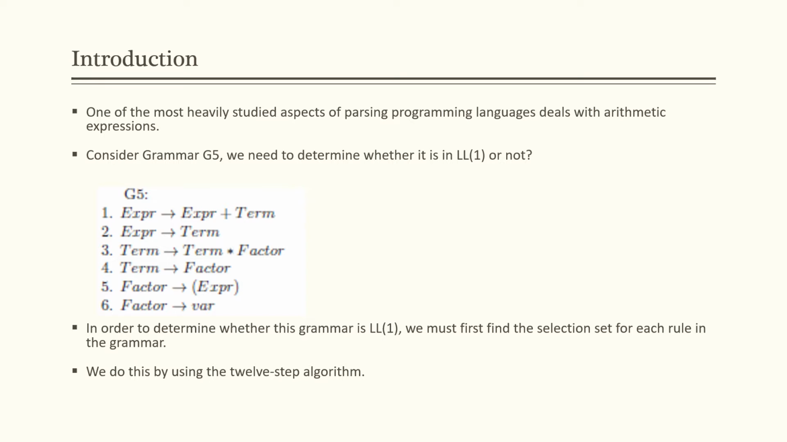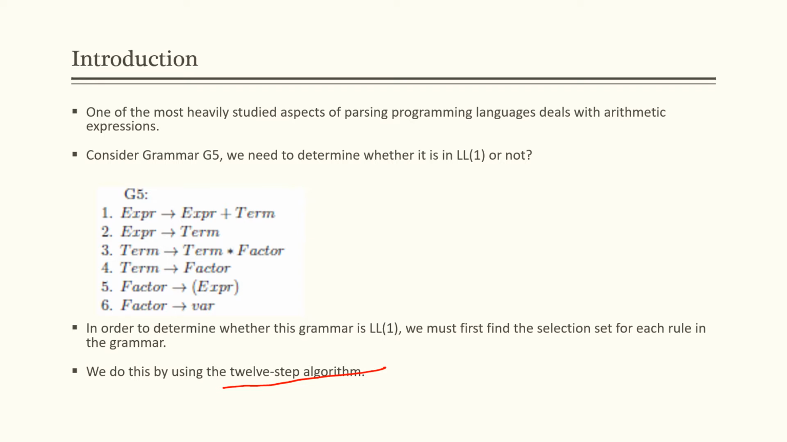In order to do parsing for a grammar, we first need to identify whether the grammar is in the LL1 form or not. So let's look at the grammar G5. This is the grammar for arithmetic operations. We want to determine first what would be the selection set for this grammar. To find the selection set, we have to apply the 12-step algorithm that we looked at in the previous video on the LL1.